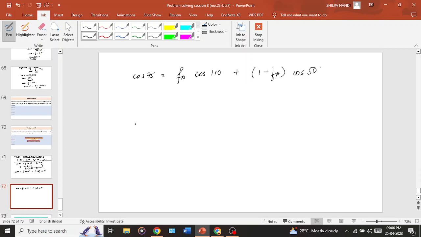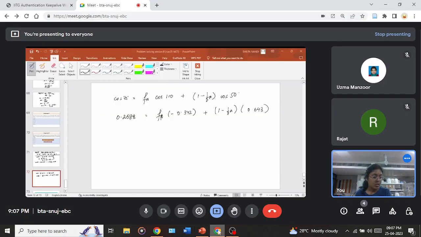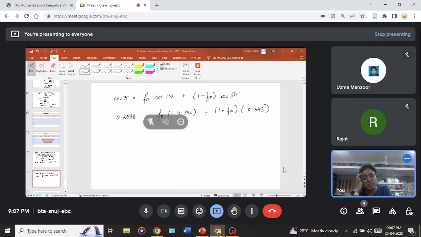So how much is cos 75? It will be around 0.2588. Fa, and how much will be cos 110? It would be minus 0.342 something, plus 1 minus Fa. How much is cos 50? 0.643. So can you understand it?